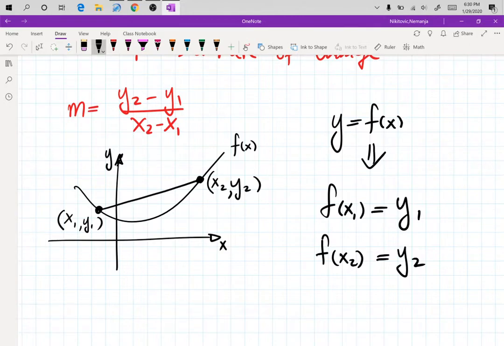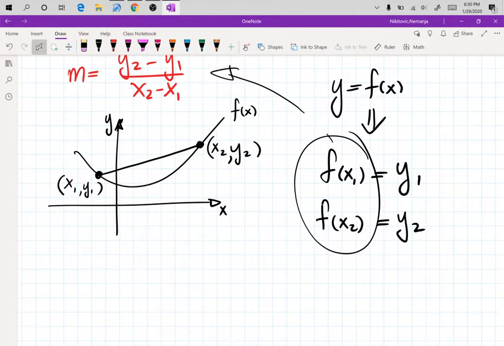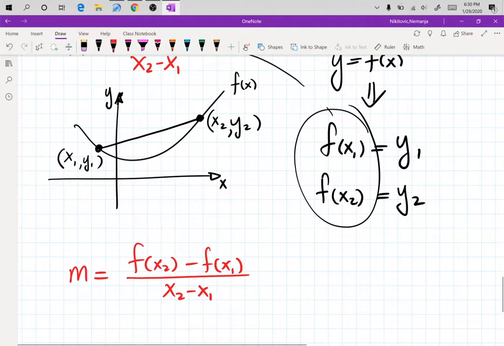So do you see how I can replace these in my slope formula and make the new slope formula, which is based in functions for precalc? I can call that f of x2 minus f of x1 divided by x2 minus x1. And before you scream, why? Notice that this has no y's. The entire formula is only dependent on x.